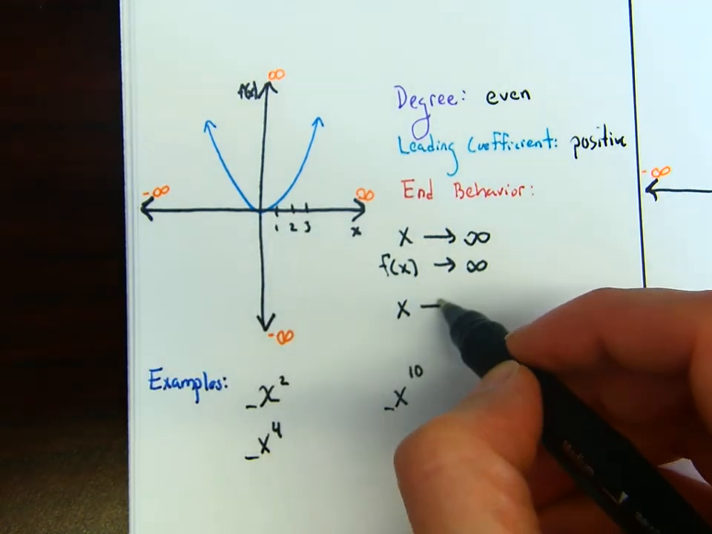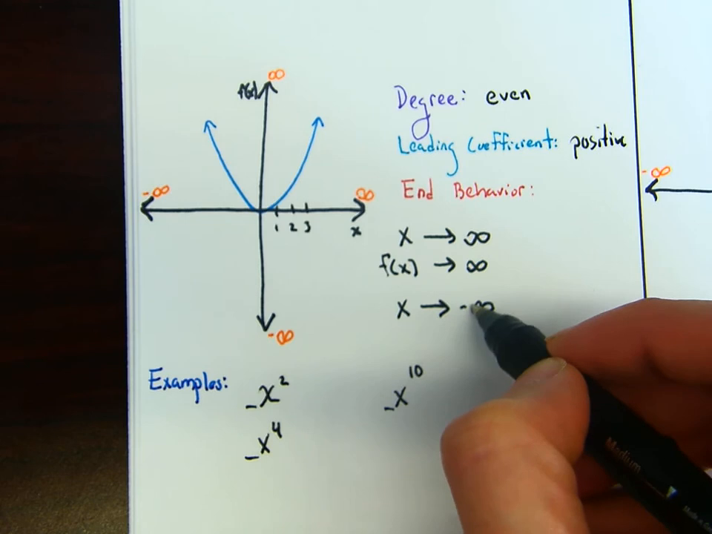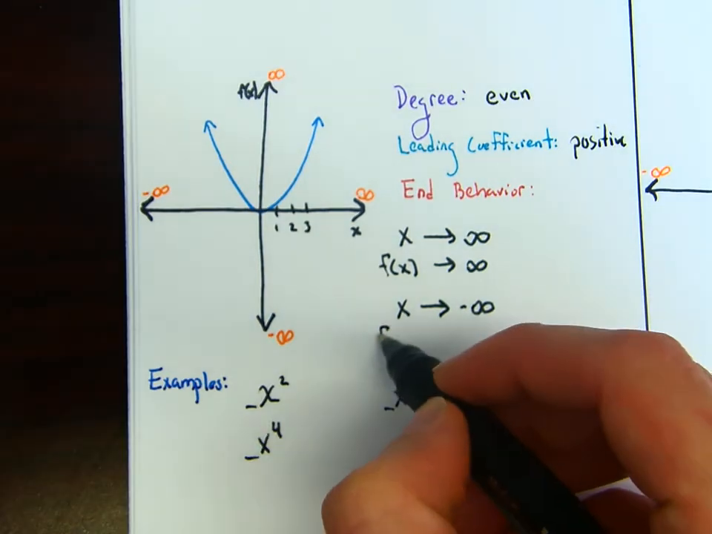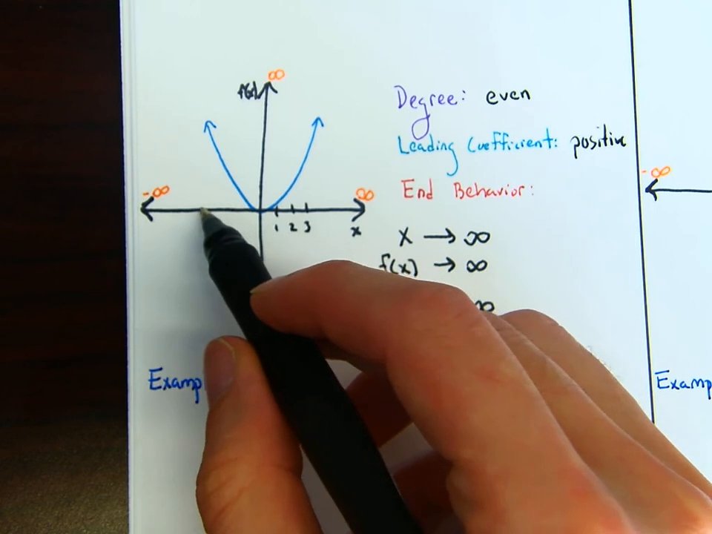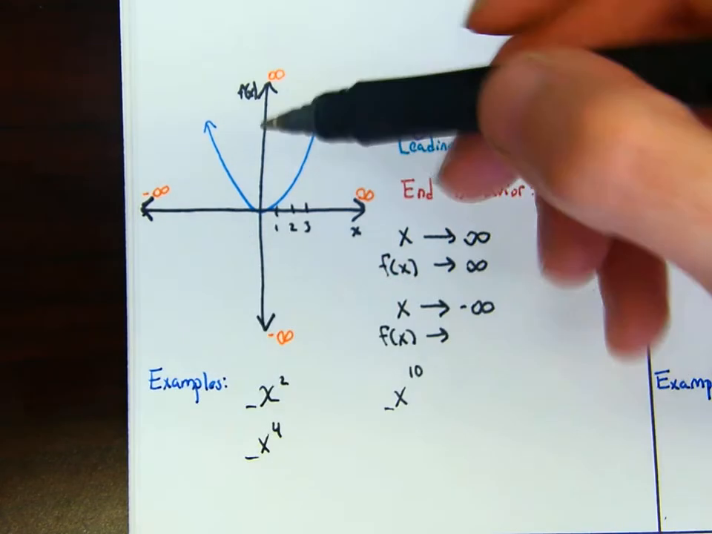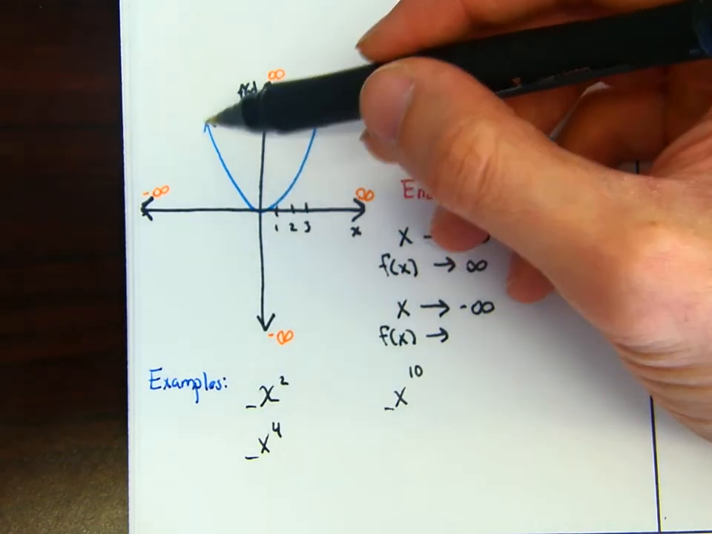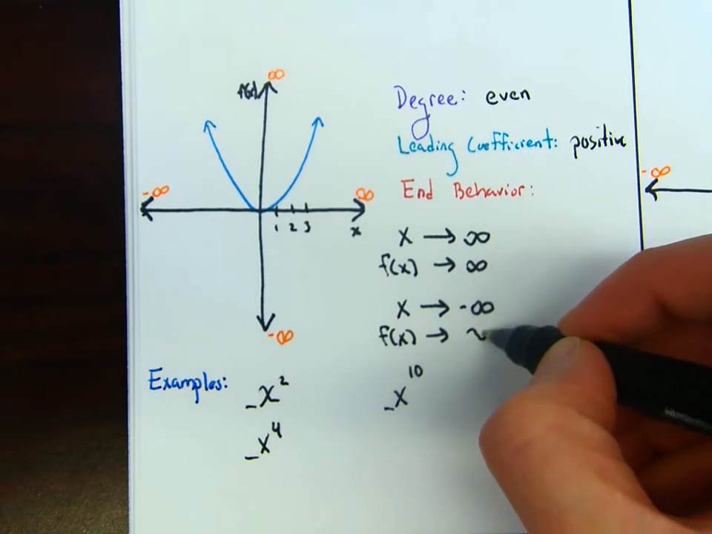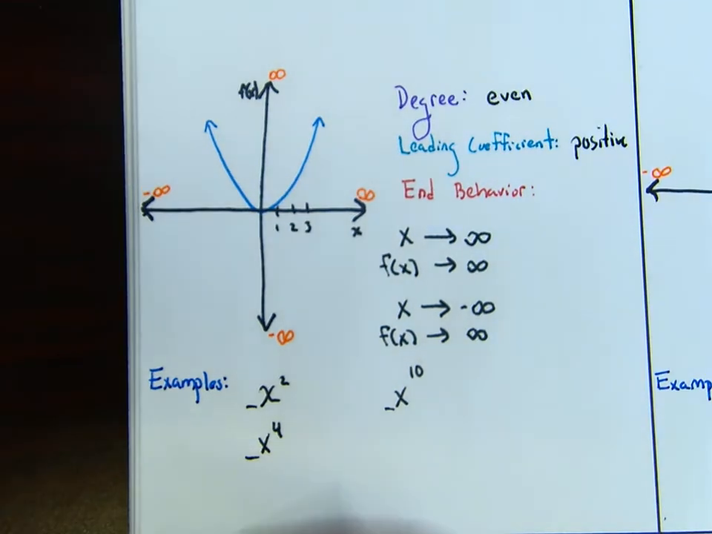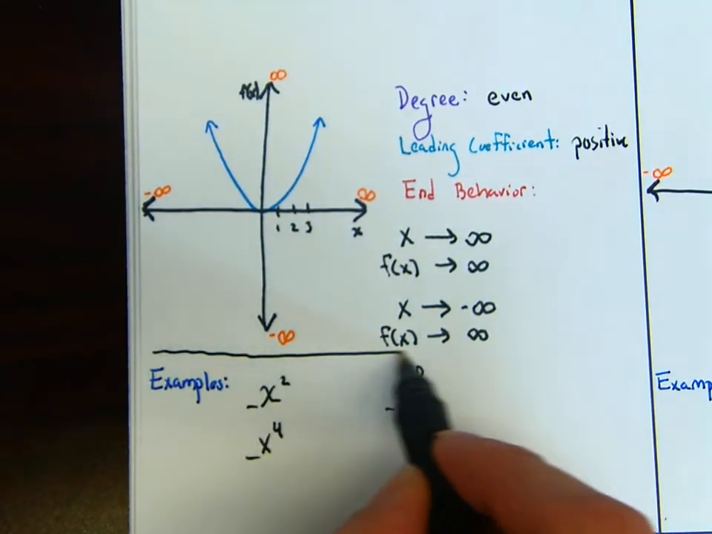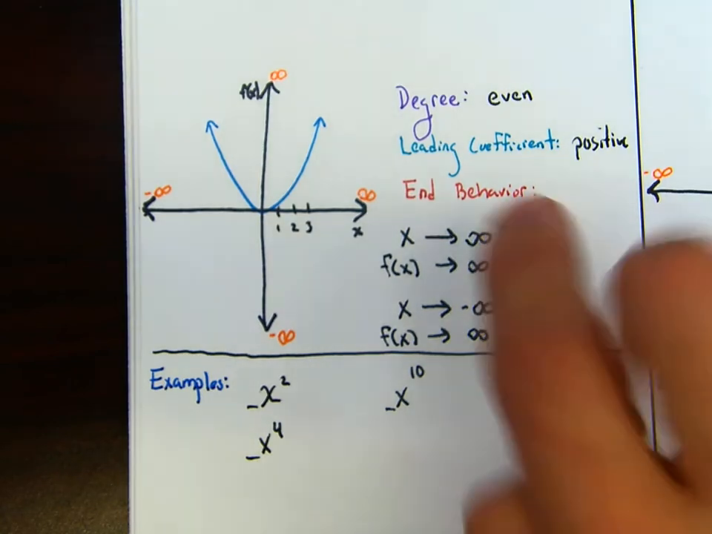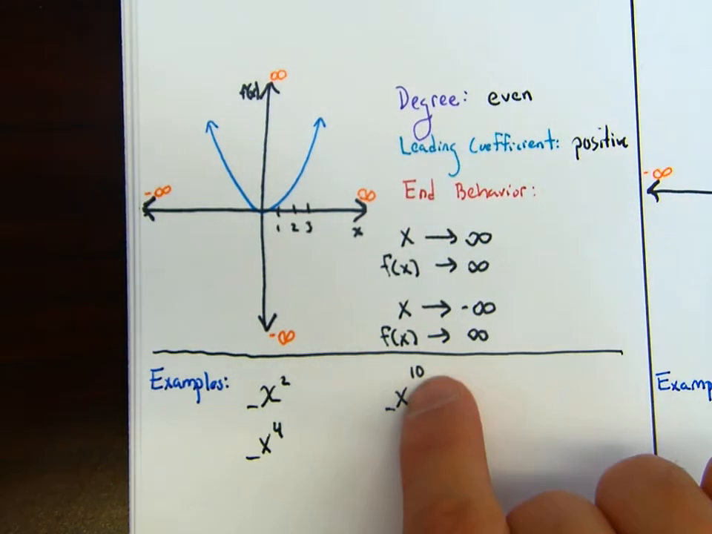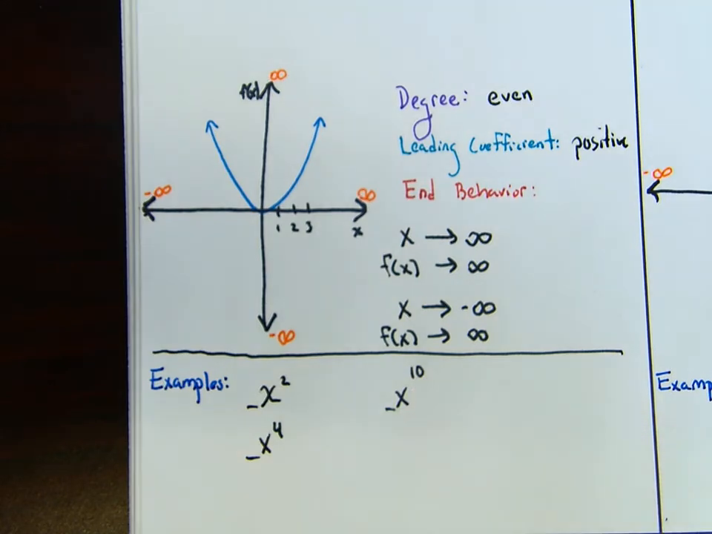As x approaches negative infinity, what is happening to my f of x value? What's happening to the graph as I get closer and closer to negative infinity? The graph is going up to positive infinity. And that's how we will have it. This will always happen for any polynomial function where the degree is even, right? The highest degree is even, and the leading coefficient is positive.